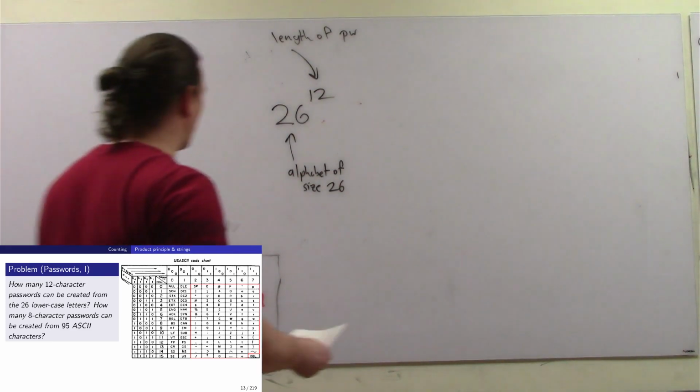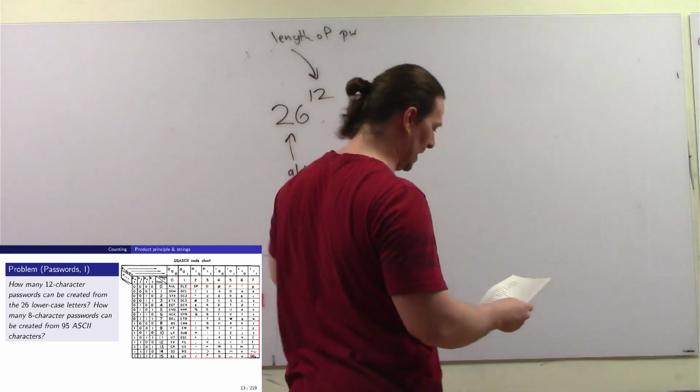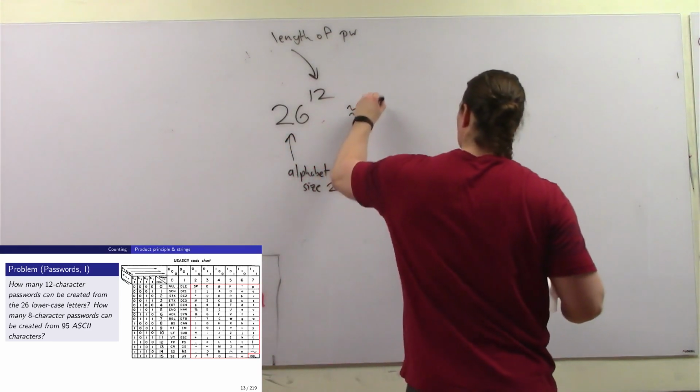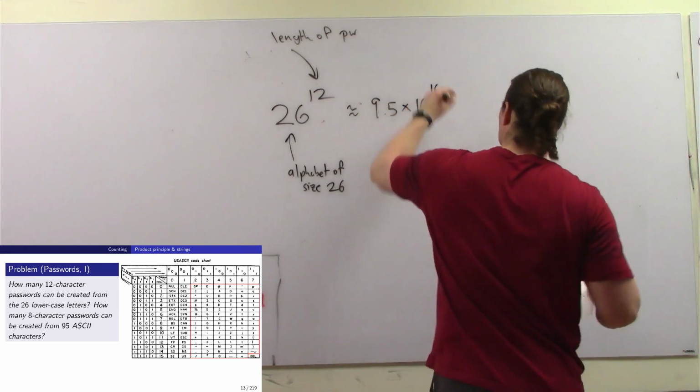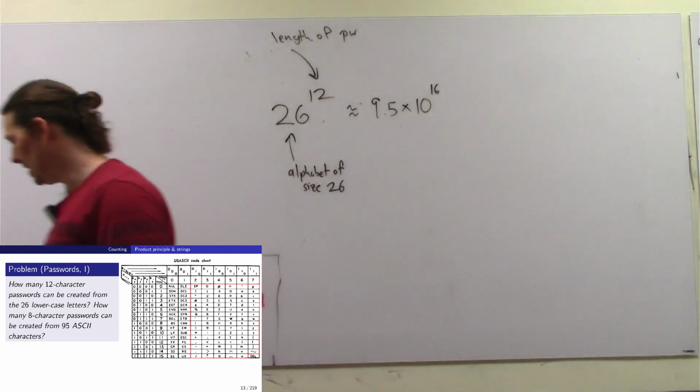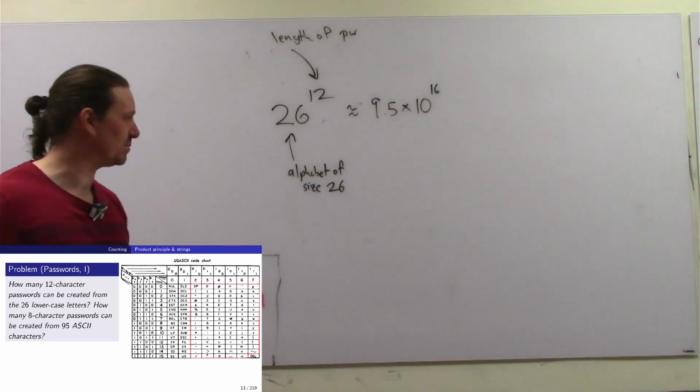This is approximately, we have to use scientific notation here if we want to compare, 9 times 5 times 10 to the 16th. So something 17 digits long there. It's big. It's a huge space of passwords.